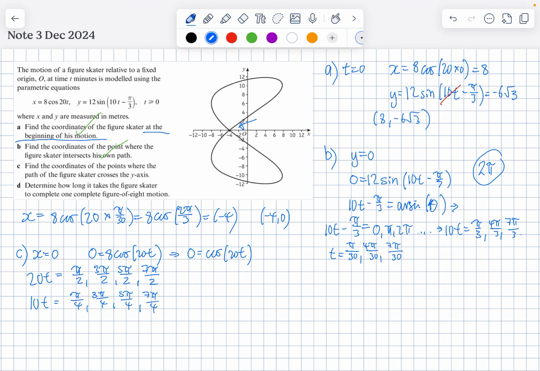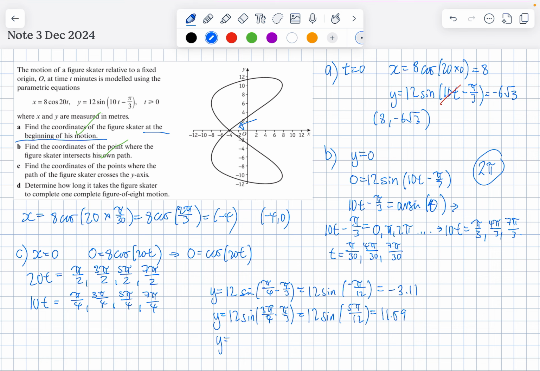So now I need to work out my y values. So the first one, y equals 12 sine pi over 4 minus pi over 3, which gives us 12 sine minus pi over 12, which is negative 3.11. Second solution, 12 times sine, now we've got 3 pi over 4 minus pi over 3, which is 12 sine 5 pi over 12, and that's 11.59.